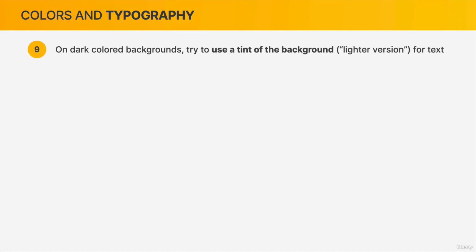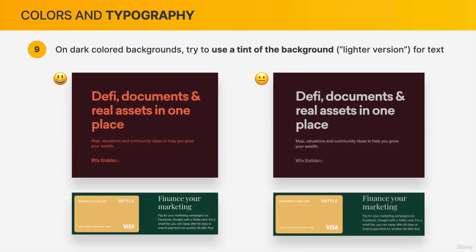And the first guideline I have for you here is that on dark colored backgrounds, you can try to use a tint of the background color for your text. So basically a lighter version of the background color. And so like in these two examples here, this can give your text a really nice touch.